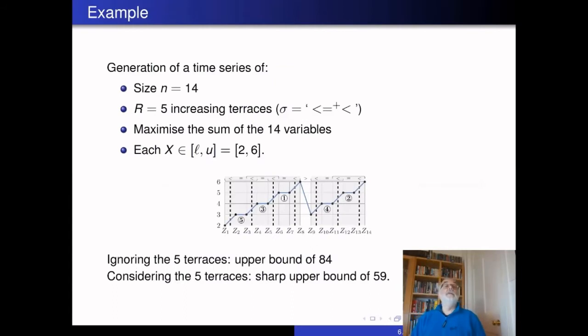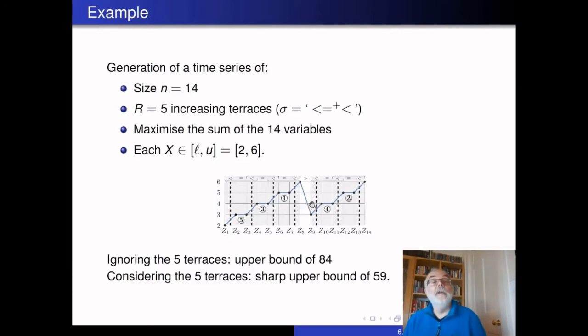And here we have an example. We are looking for a size 14 problem, and we have 5 increasing terraces in there. We want to maximize the sum of these 14 variables. In the presentation, we will always look for the upper bound, so we want to maximize the value, and we have a domain from 2 to 6 for all the variables. If we ignore the terraces, if we ignore the constraint, we obviously have an upper bound of 84, 14 times 6.